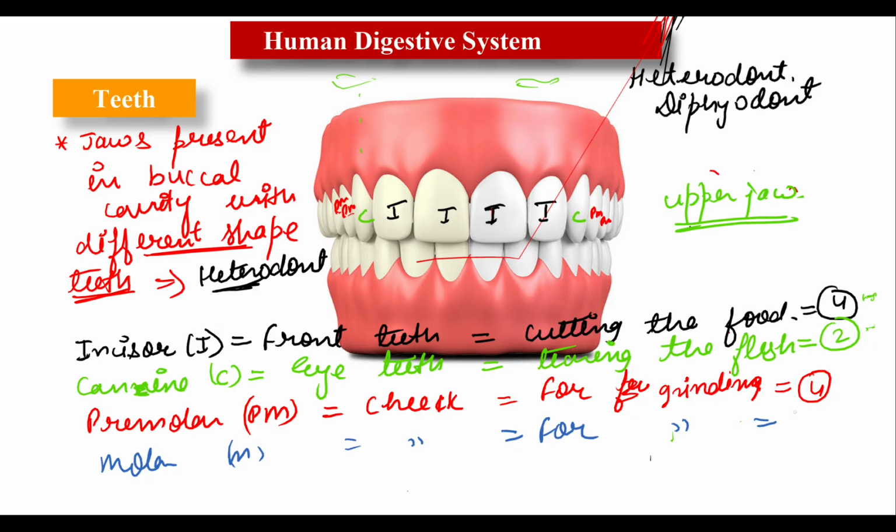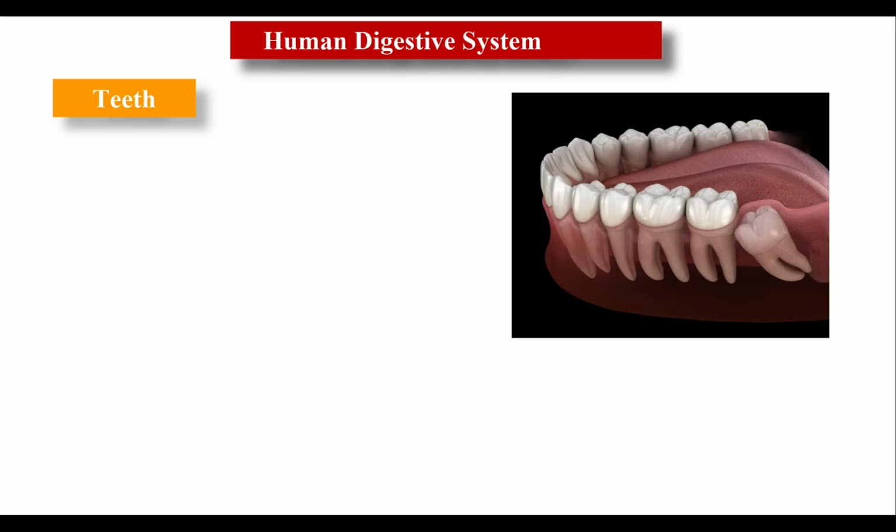And how many are there? Their number is 6 in total. 3 on this side, molar and molar, and 3 on this side. Here I am talking about only the upper jaw, not the lower jaw. Is it clear, beta?